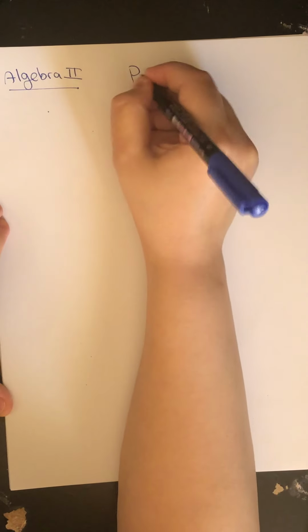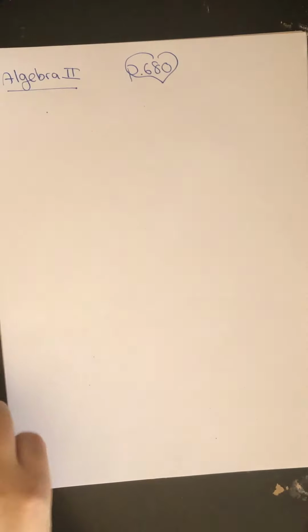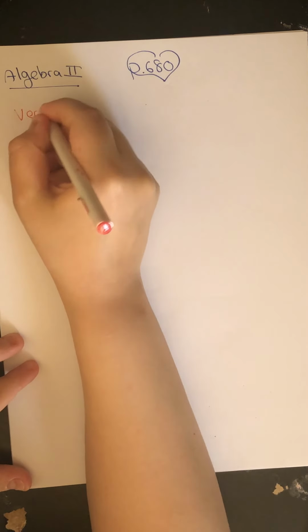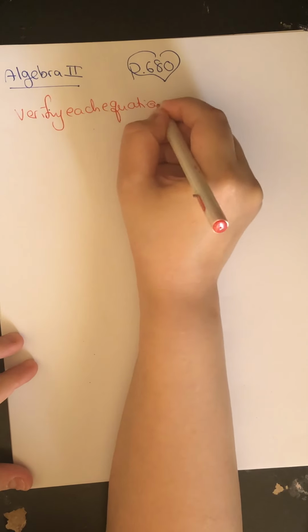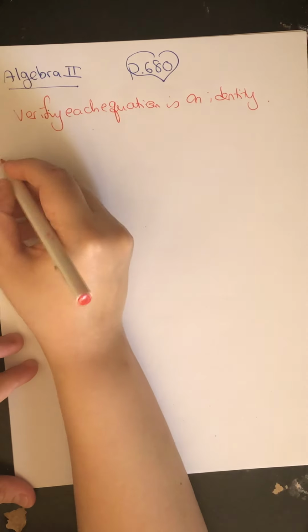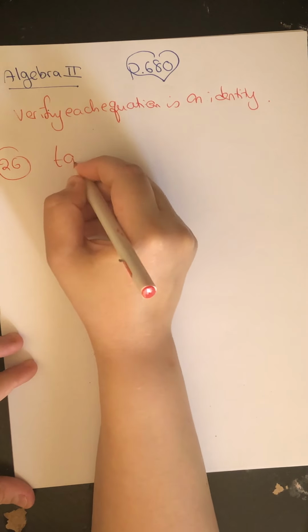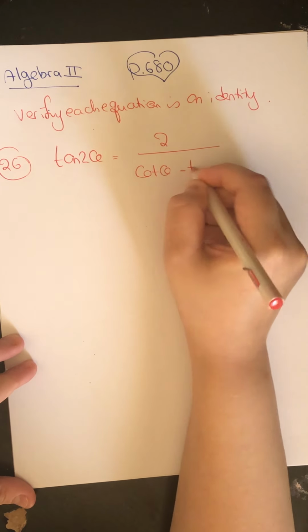Okay, the verifying questions are on page 680. Question number 26 is the first one for verifying. The question says to verify each equation is an identity. For question 26, tan 2 theta is equal to 2 over cotan theta minus tan theta.